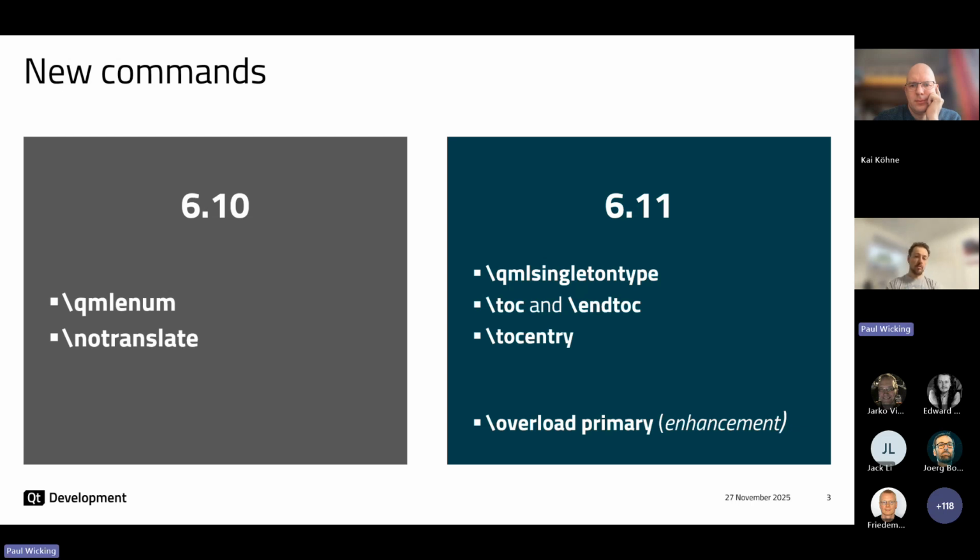Also in 6.10, we have the no translate command. It's straightforward. What it does is it marks text as non-translatable. So when you need API names, module names, product names, Apple, to stay intact in machine translations without adding code styling, this is what you need to use.